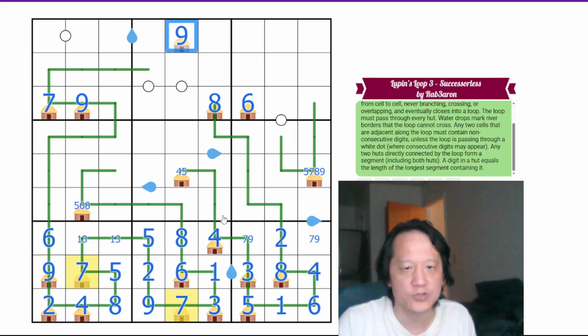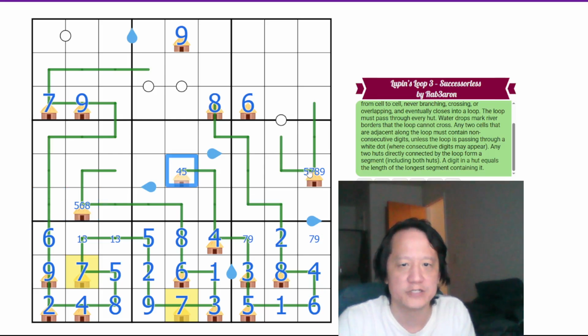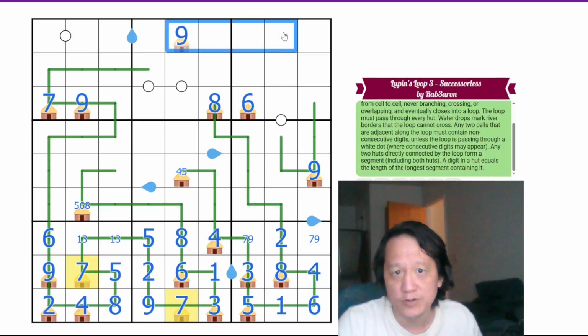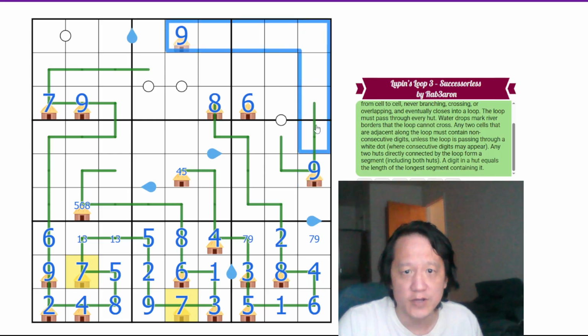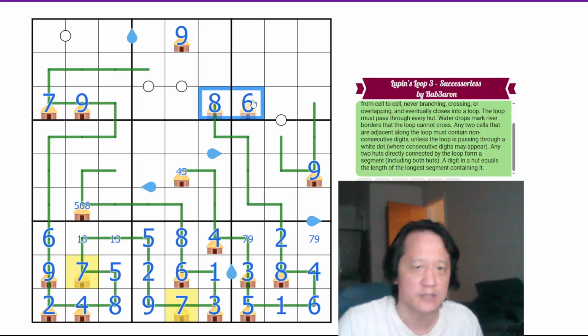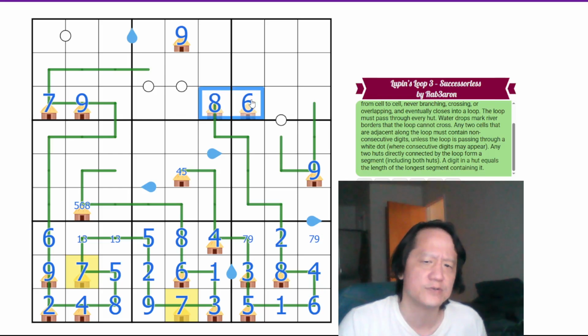This has to connect to another digit that's 9, and these can't be 9. Another hut that's 9, I should say. So this must be 9 over here, and it connects to that. 1, 2, 3, 4, 5, 6, 7, 8, 9. Yes, this could be any directions. This is 6. It could just connect directly. In fact, it probably has to.